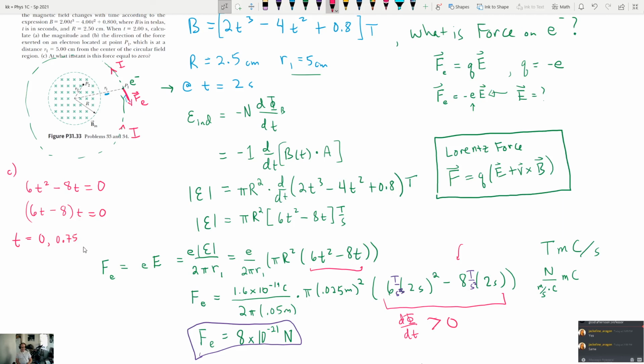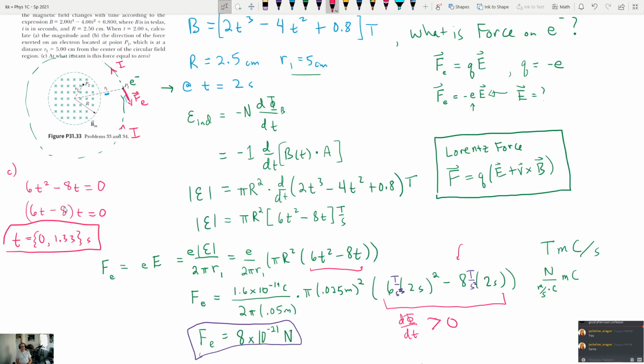Eight over 6 is 4/3, isn't it? Does that look right? Yeah. So at t equal to 0 and at t equal to 1.33 seconds, the force on the electron would be 0. Now, I guess that's true.